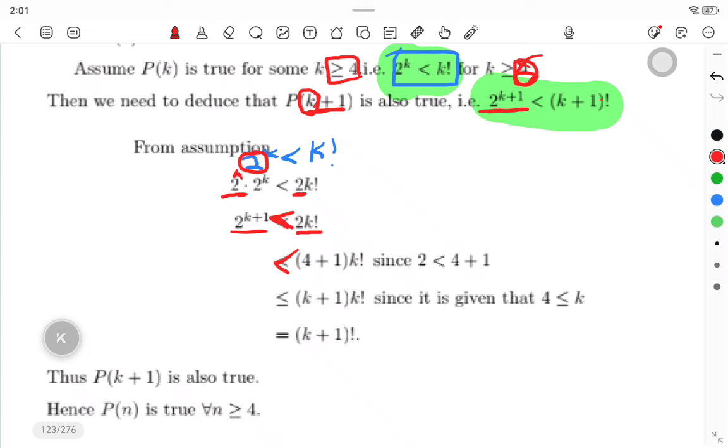And then, when we come here, we're going to replace the 4 by k. And we know that they say that it's greater or equal to, so this will be written greater or equal to. And k plus 1 times k factorial is the same thing as k plus 1 factorial. And then we have arrived at the right hand side. Then we'll say thus, p of 1 is also true, hence p of n is true for all n greater or equal to 4. Any question here?